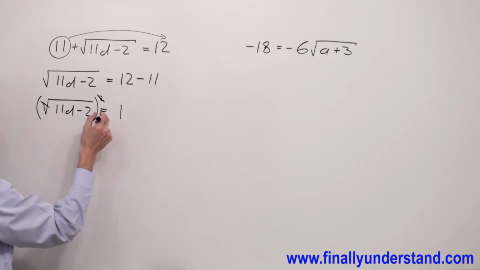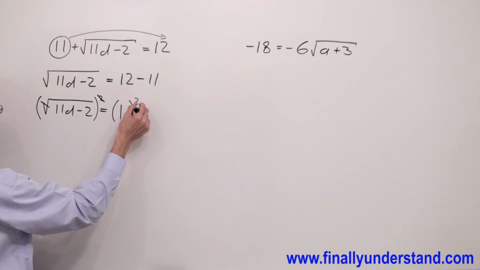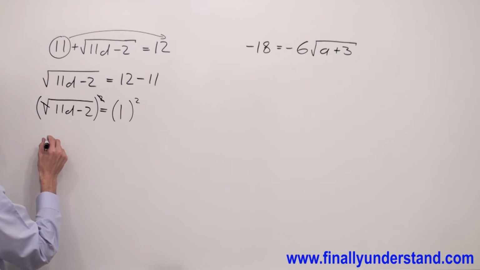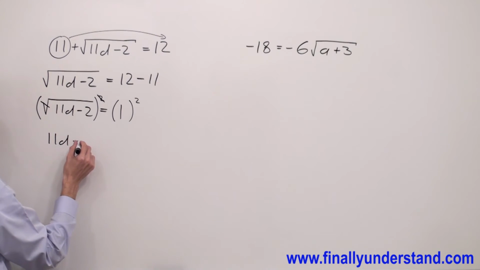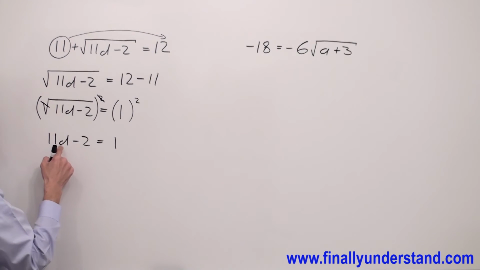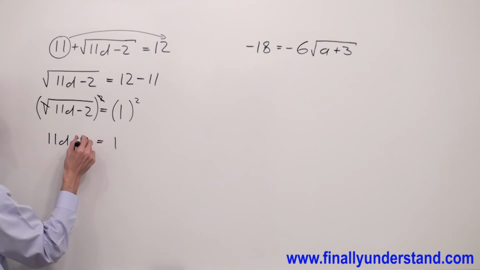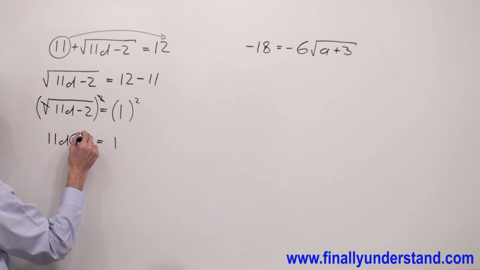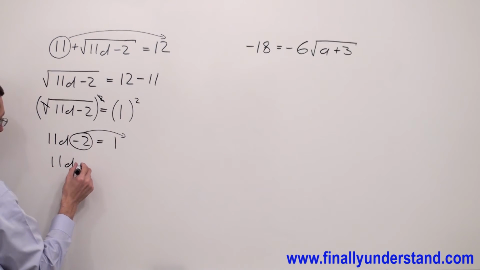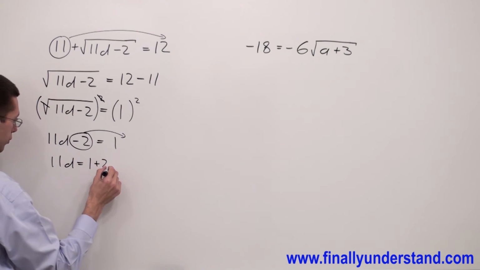So this exponent is going to cancel the radical sign. And whatever I did on the left side, I have to do also on the right side. If I raise the left side to the second power, I have to always raise the right side also to the second power. Now, I have 11d minus 2 equals 1. I'm looking for d. I do not need negative 2 on the left side of my equal sign. That's why I'm going to move this negative 2 to the right side. I have 11d equals 1 plus 2.